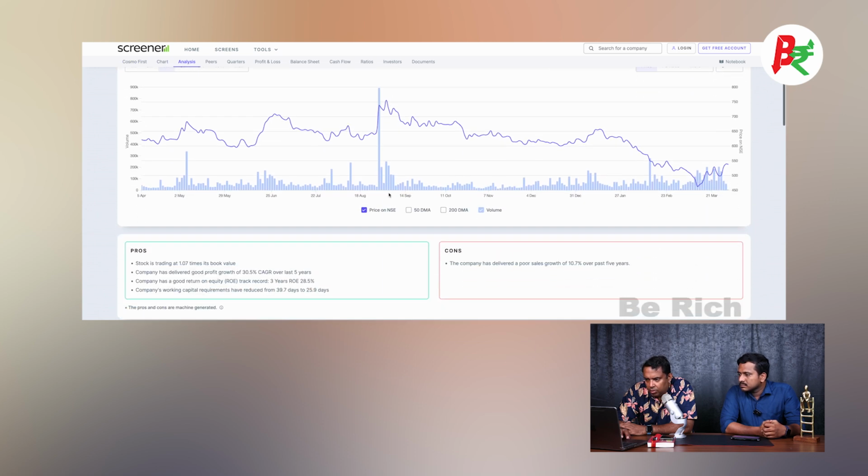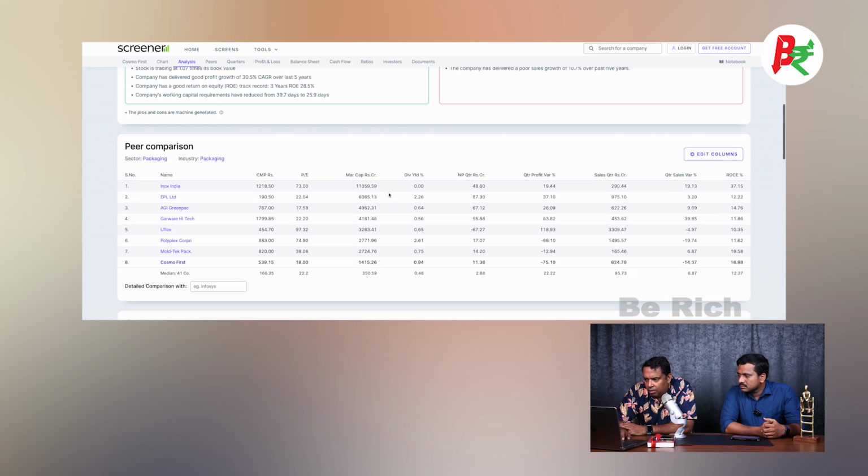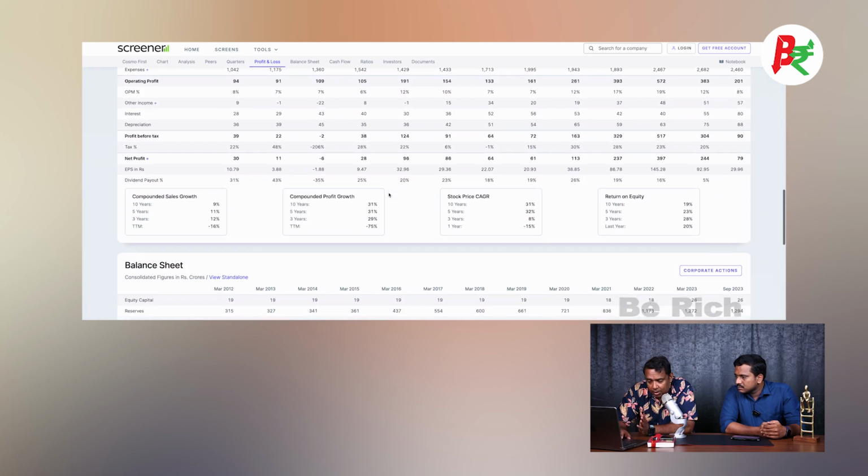Then you scroll further down, it gives you their analysis. Then below that, you have something called peer comparison. The sector is called packaging, the industry is called packaging. Then you can see all the companies which are classified under packaging and industrial packaging, all listed there, with their market capitalization, their PE ratio, their quarterly profits and dividend yield and everything mentioned there. So that's the right away peer.